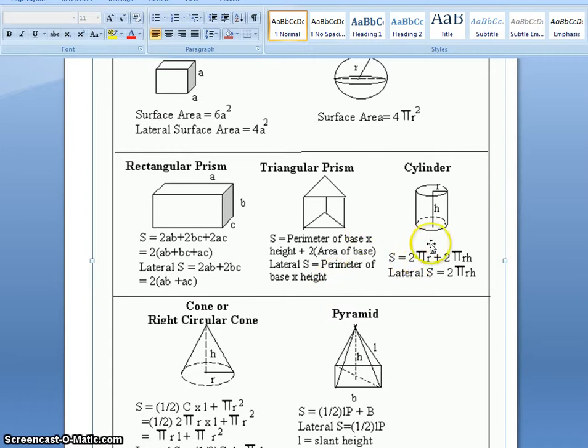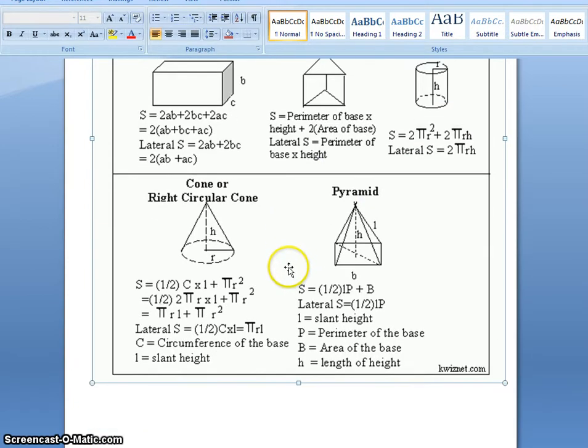Cylinder, again, these are pi symbols, so there's a lot of this just plugging and chugging, making sure you know what's what. The picture's pretty well labeled there for you.